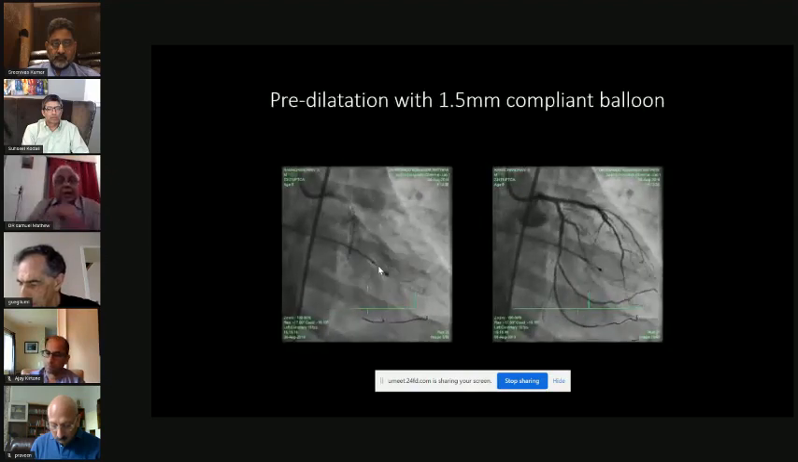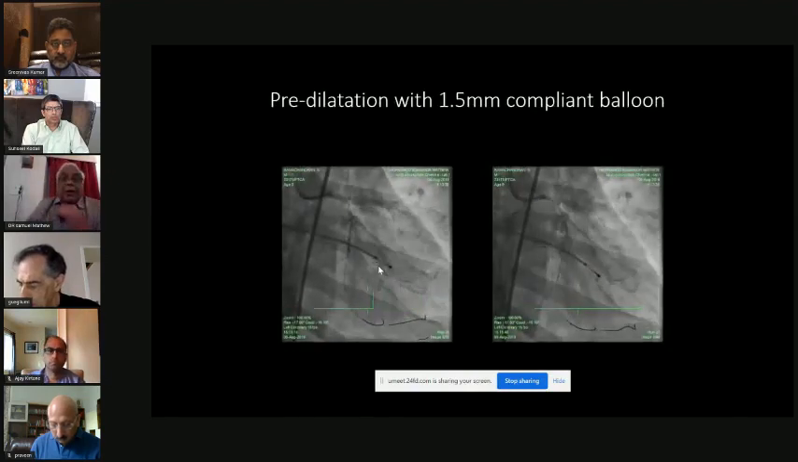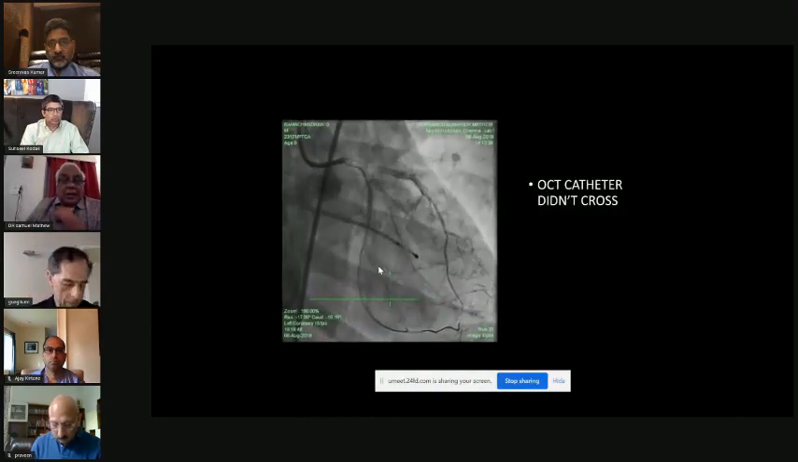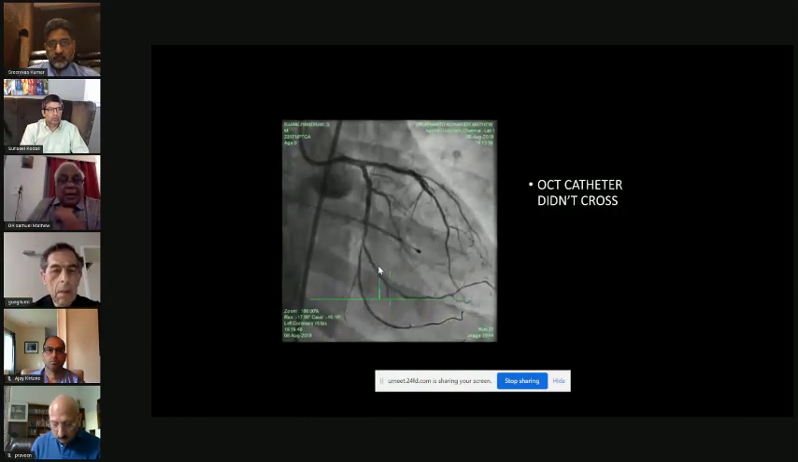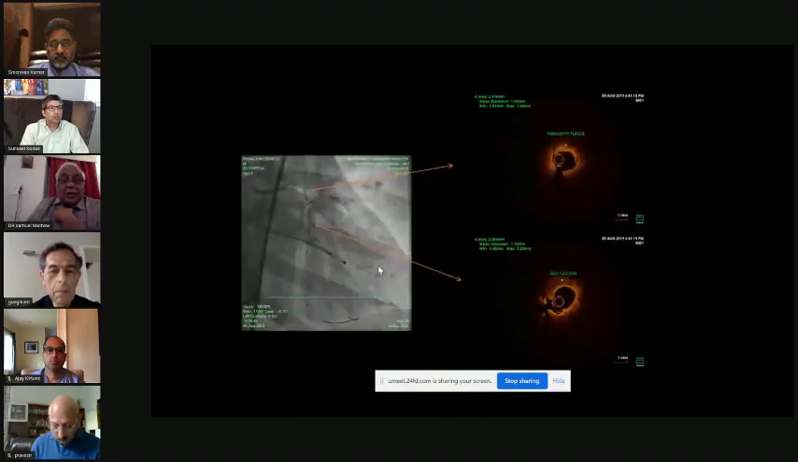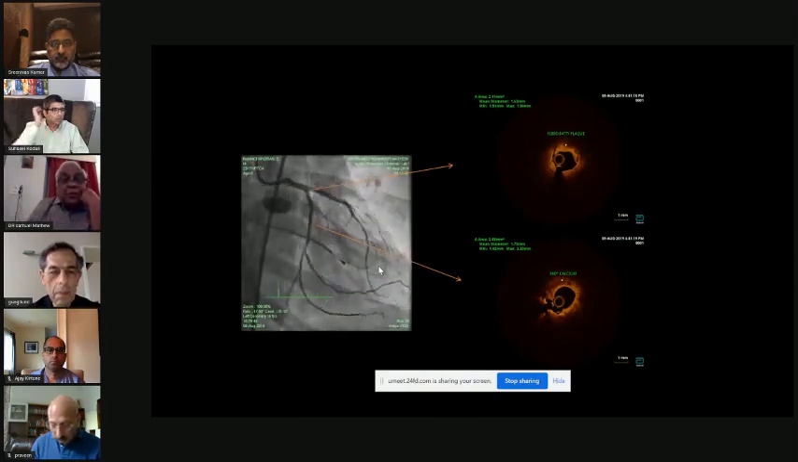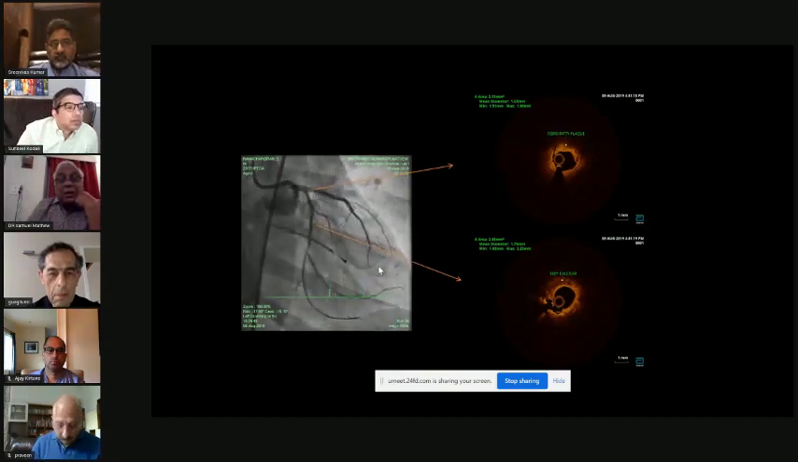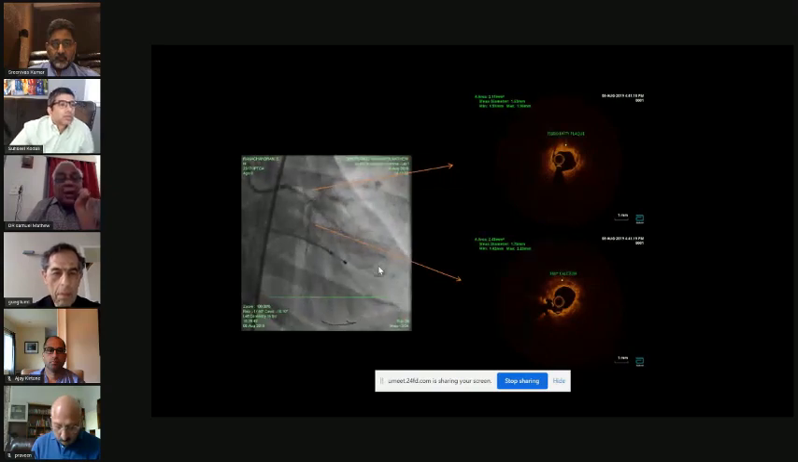What we did is we managed to get a 1.5 compliant balloon across, followed by an OCT catheter to see what exactly is happening there. We got some additional information after getting the OCT. OCT showed the proximal part there was calcification, but distally, just before the bifurcation and at the bifurcation, it was only fibrofatty plaque.